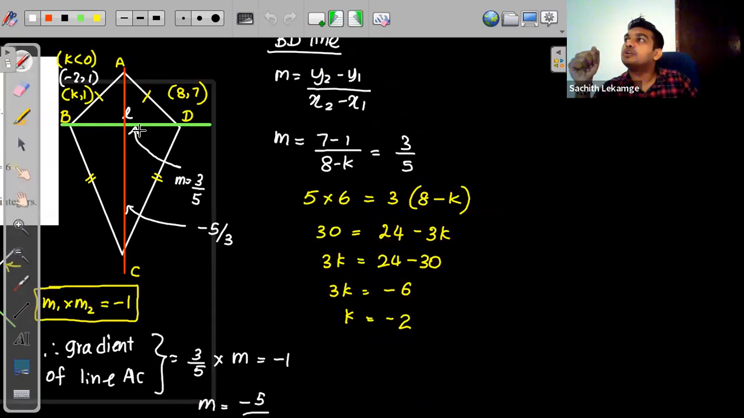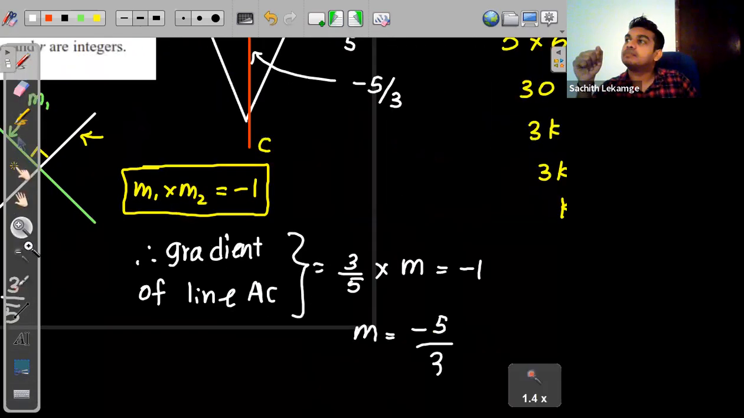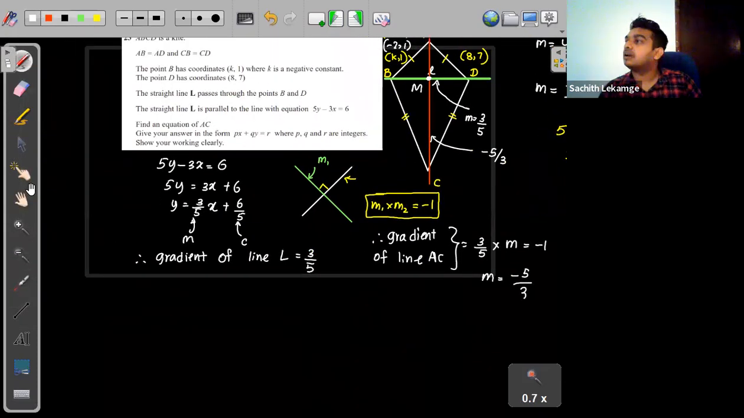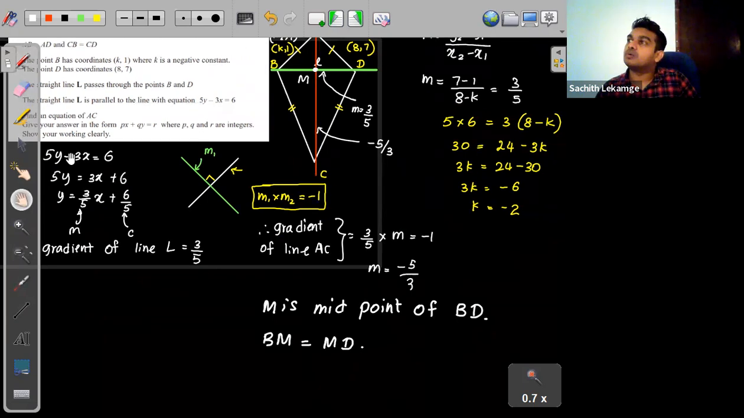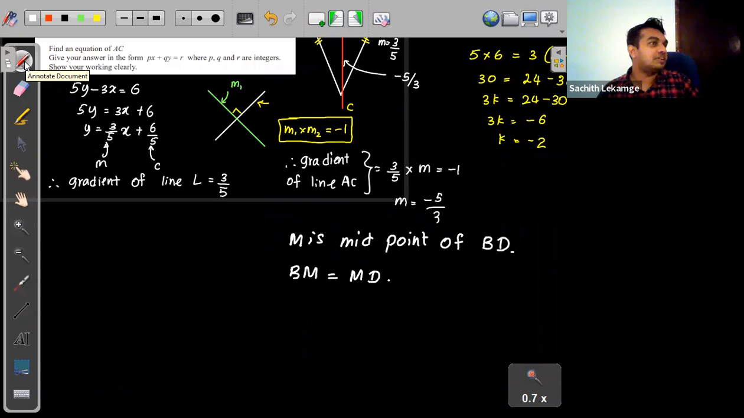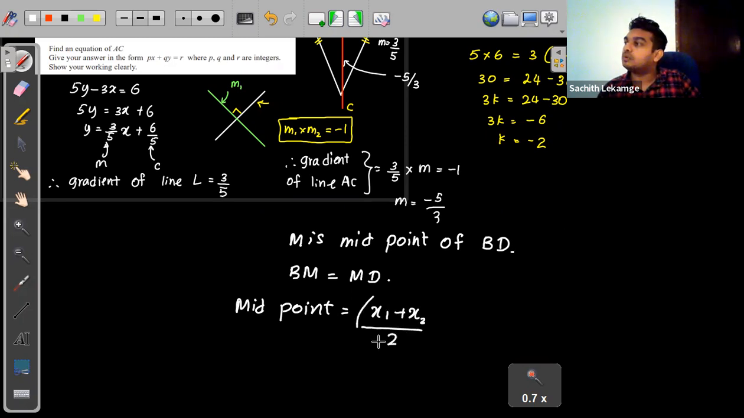Right? Therefore, I'm going to find this midpoint, I'm taking it as M. Don't be scared of this, try doing it at home, this is not hard. Right, I'll write here: M is the midpoint of BD, BM equals MD. Therefore, can you remember the equation to find the midpoint of a straight line? What is it? Very good. Correct. Midpoint, you can find using this equation: x1 plus x2 over 2, y1 plus y2 over 2. Right? This is the equation to find the midpoint of a straight line.